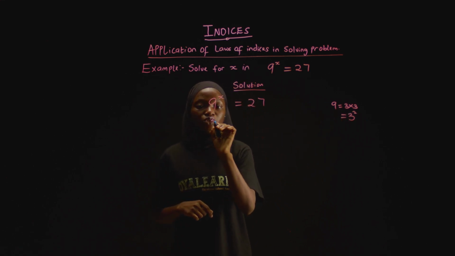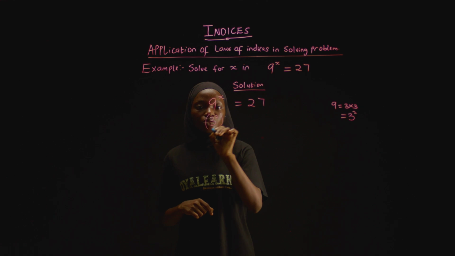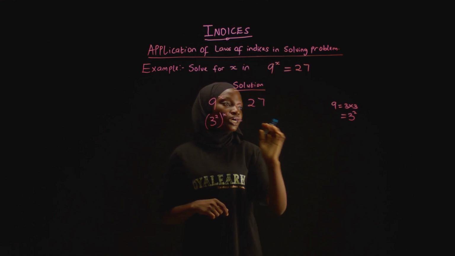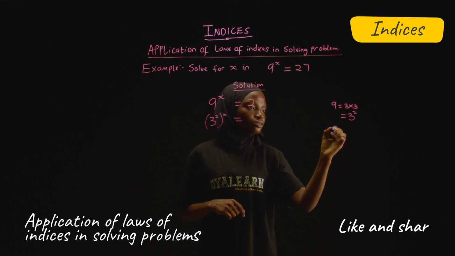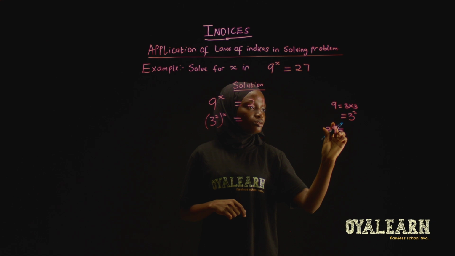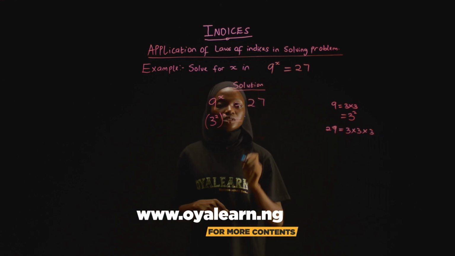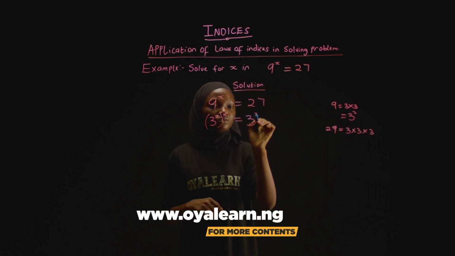So we have 3 raised to the power 2, all raised to the power x, since 9 raised to the power x equals 27. 27 can also be expressed in the form of 3. That gives us 3 times 3 times 3. 3 times 3 is 9, 9 times 3 is 27. So here we have 3 raised to the power of 3.